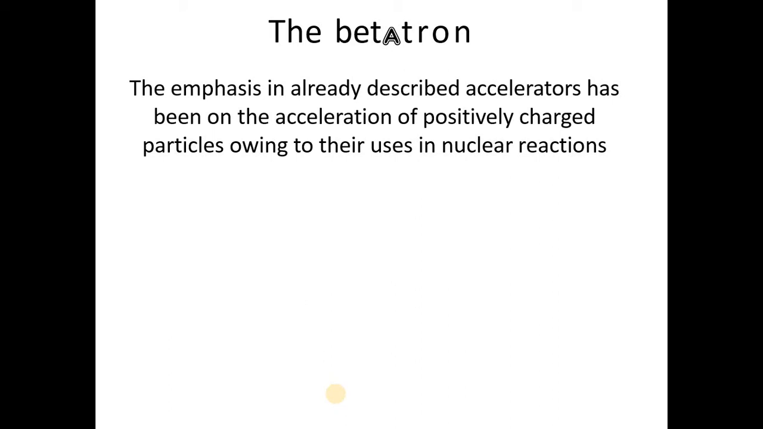Students, in today's video lecture, we will study about the betatron and the linear accelerator. Students, previously we have described the accelerators which are used for accelerating positively charged particles. But this type of accelerator, known as betatron, is used for accelerating the electrons.